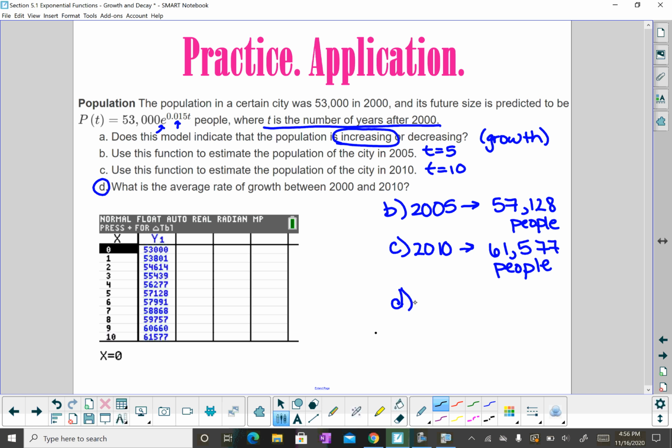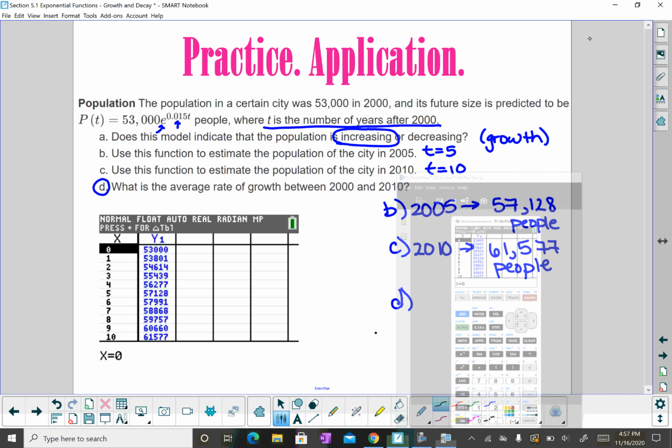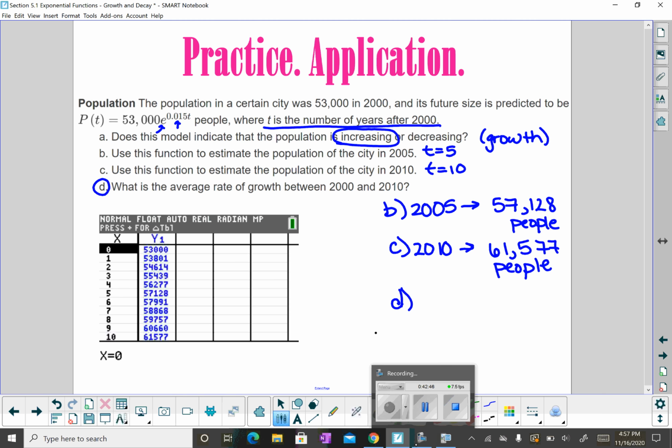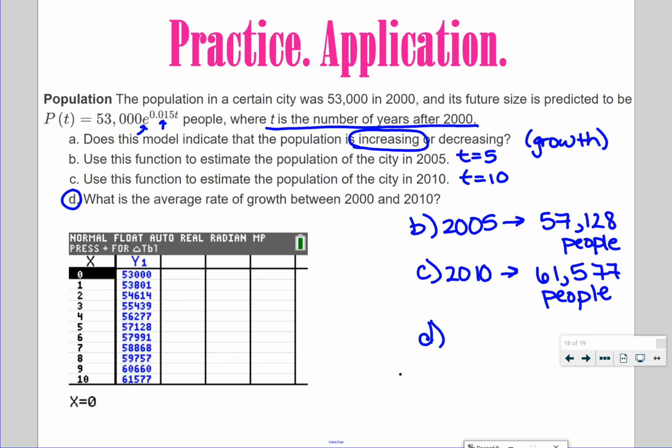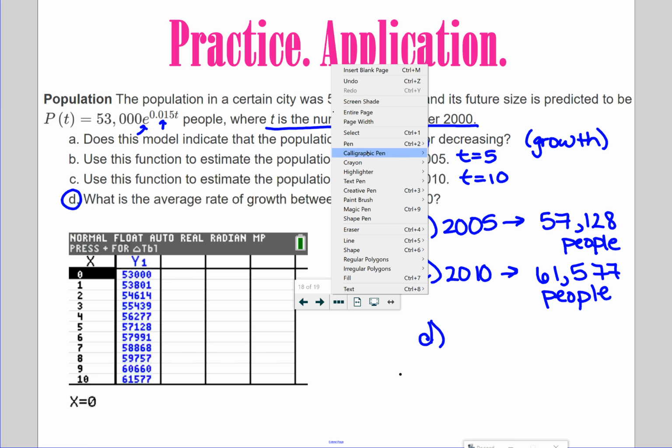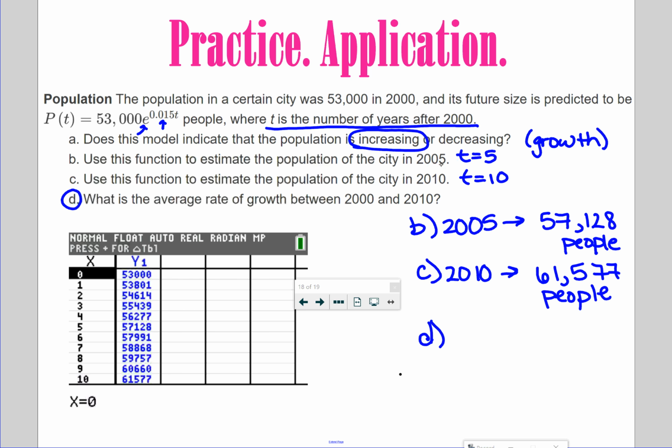Okay, part D, I said we were going to do that together. What is the average rate of growth between 2000 and 2010? Okay, so to do this, we're just going to use our average rate of change formula from a previous lesson. So average rate of change, remember, was like our slope formula, y2 minus y1 over x2 minus x1.